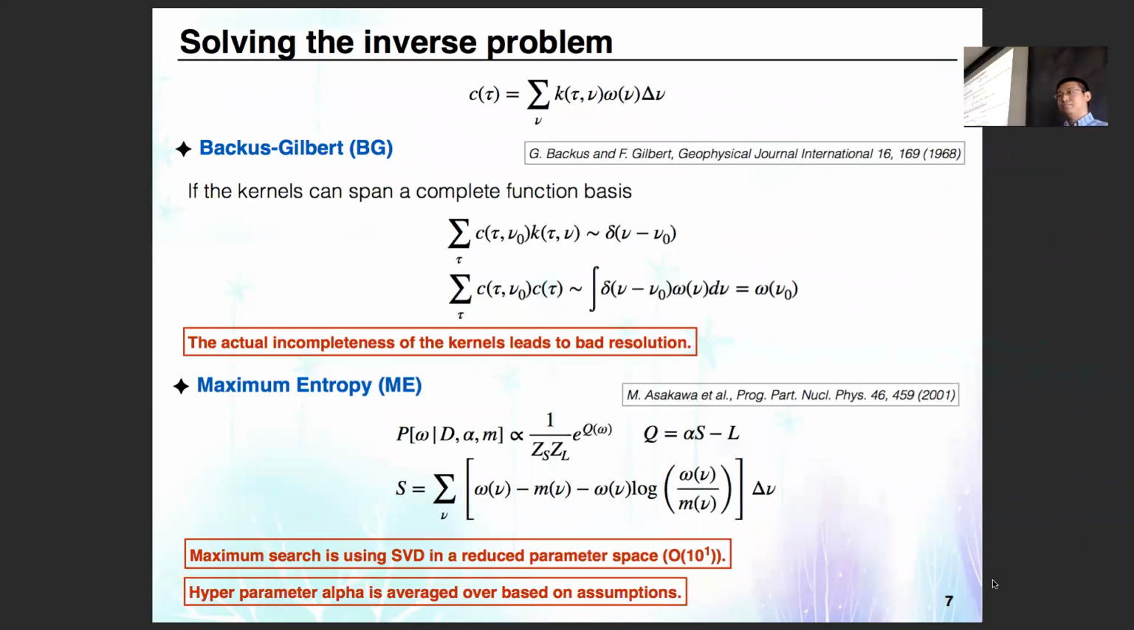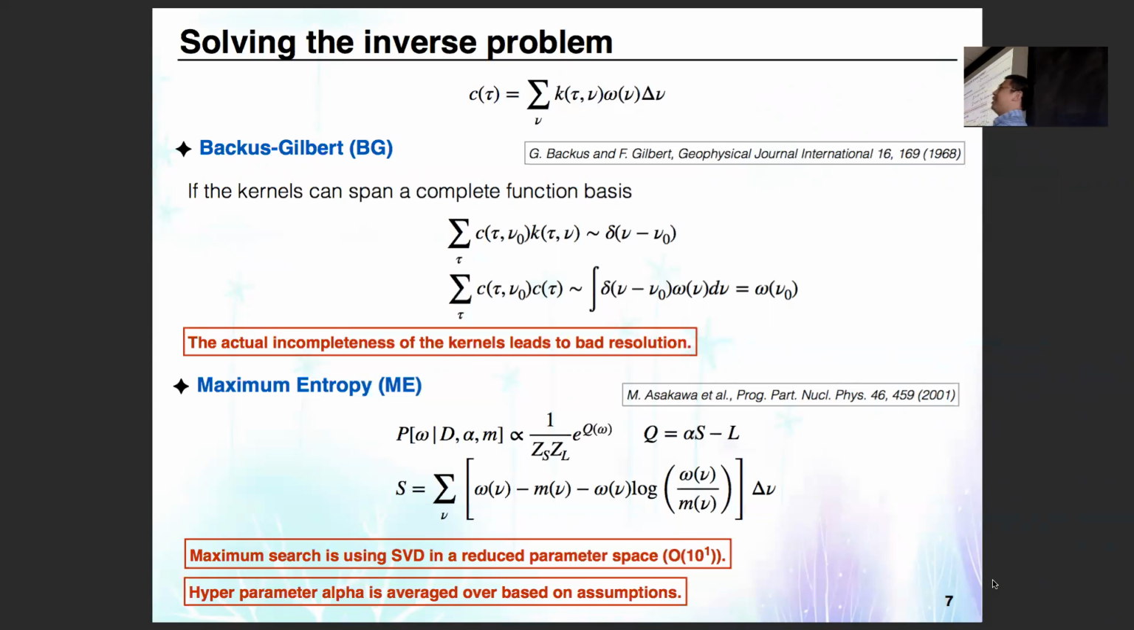Do you have any physical explanation of why this S function was chosen this way? I think there is no physical explanation. This is just from information theory. It's called the Shannon entropy. There must be some meaning to this function. The meaning is that if we know some prior information about the solution of omega, which is this M, then from information theory it comes in this form. I don't know very much about these details.